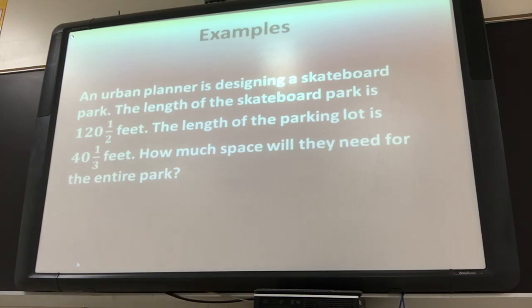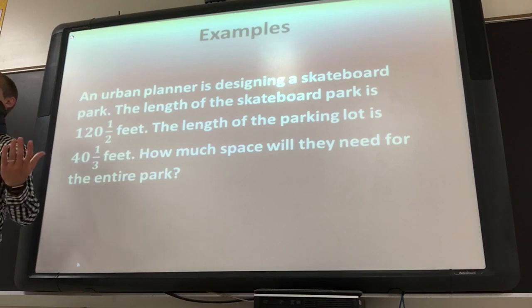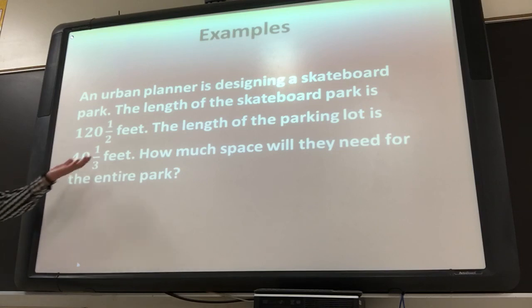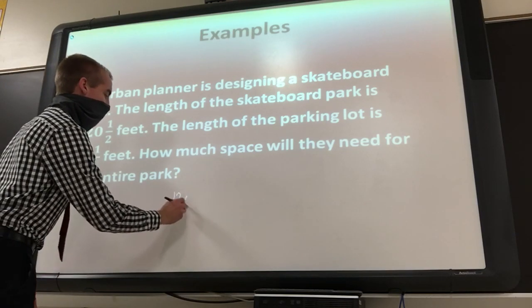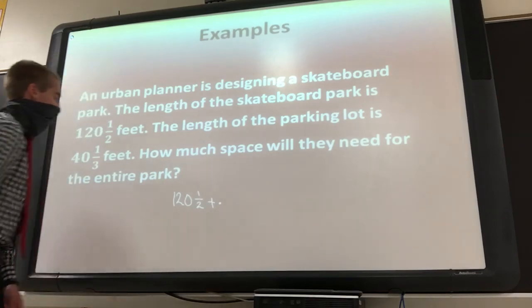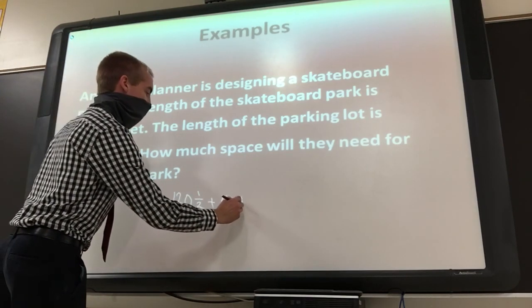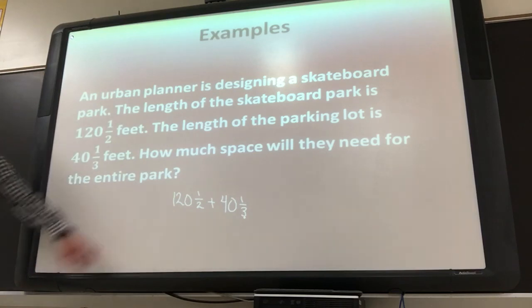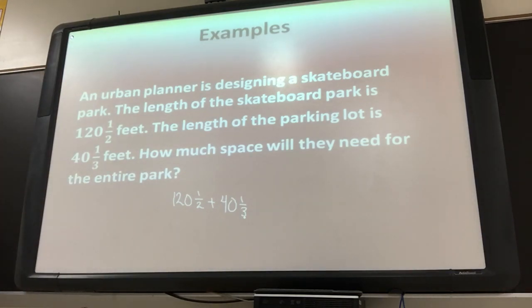So it says, this urban planner is designing a skateboard park. The length of the park is 120 and a half feet. The length of the parking lot is 40 and one-third feet. So they're asking how much space will they need for the entire thing. Well, if you've got the park and then the parking lot, you're trying to find how much space for the entire thing. What are you going to do with these two numbers? Add or subtract, AJ? Add them together. So all you need to do is just write down that we're going to add these two together. We've gotten plenty of practice, and we're going to get practice with actually doing that problem. So just know that you're going to add those two together based off of that question.